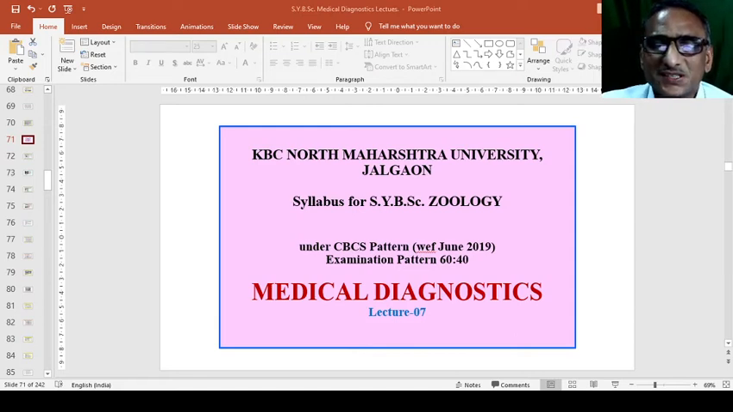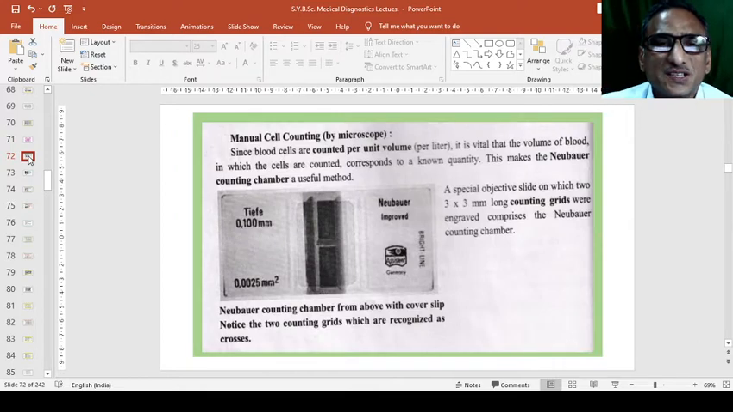Hello, dear students. We will continue our lectures on medical diagnosis. Last time we saw how the blood film can be prepared, how the differential blood count can be observed under the microscope, and how the calculation is to be made. Now, manual cell counting by microscope can be done.